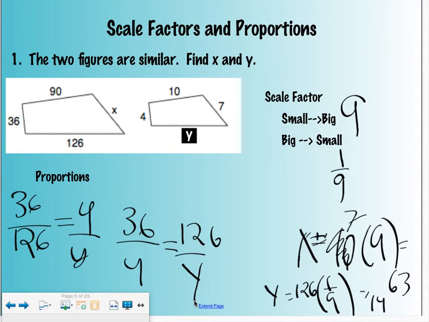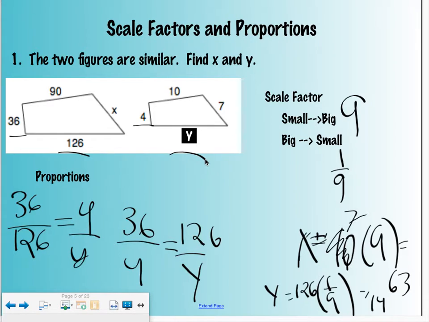Right, so now I'm going this way, so 36 to 4 corresponding sides, and then I have 126 to y. And again, if you look, the cross multiplication gives you the same equation, which gives you the same answer for y.